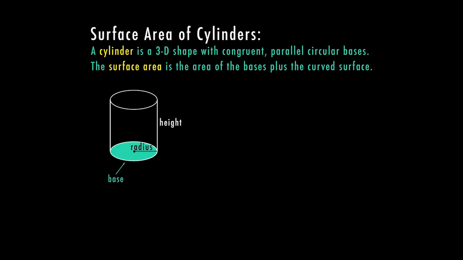So this is our cylinder. And we've already covered how to find the volume of a cylinder. That video will also be linked below. The bases of your cylinder are always going to be the congruent parallel circular parts. And then your height is the distance between those two circular bases. The radius there is marked. That's the distance halfway across your circular base.